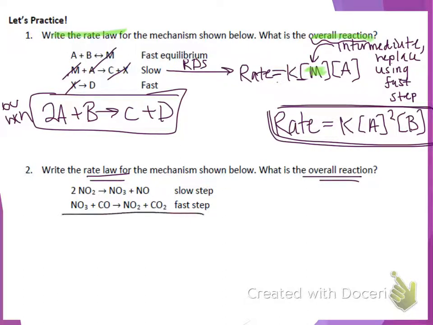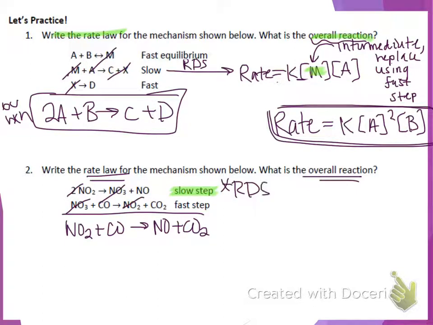So finding that overall reaction, we just need to add them up. NO3 is an intermediate here. And one of our NO2s will cancel as well. So we are left with NO2 plus CO yields NO plus our CO2. When we're writing the rate law, we see that our slow step, or our rate determining step, is first. That's really exciting good news. It makes this problem really easy.